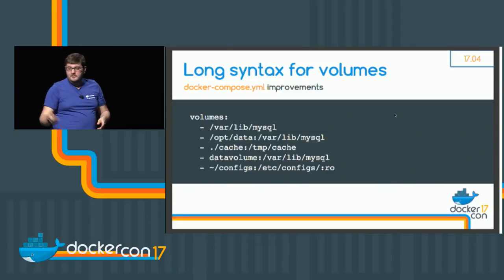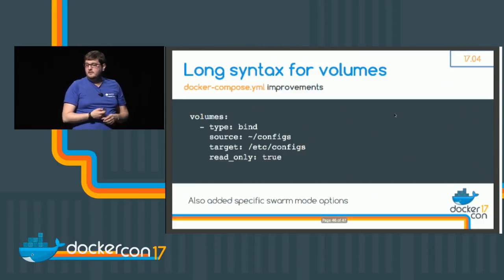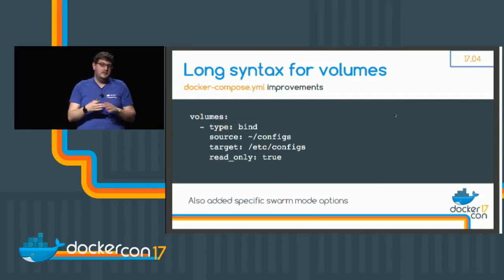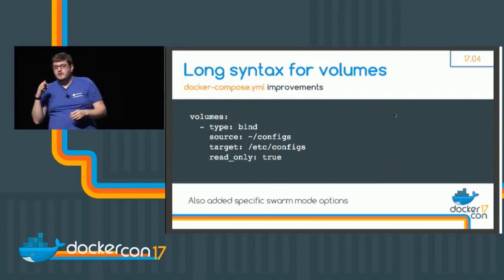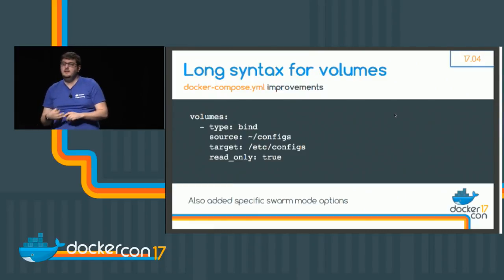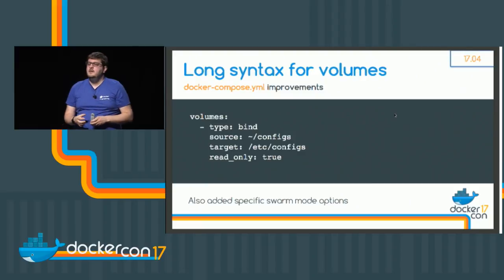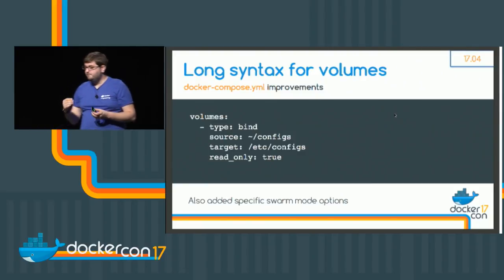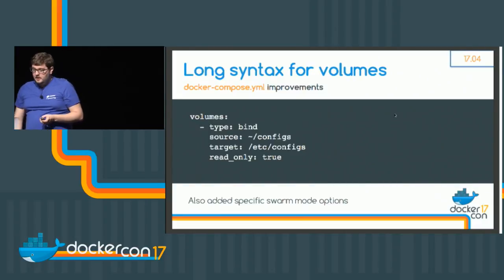If we take the last example and we write it in the long syntax, it's much clearer now. You just specify the type. So again, it's key value. Here you specify it's a bind, so there is no confusion. It's not a volume. You specify the source, the target, and if it's read-only or not. So again, it's more verbose, but it's also easier to remember and easier to use.